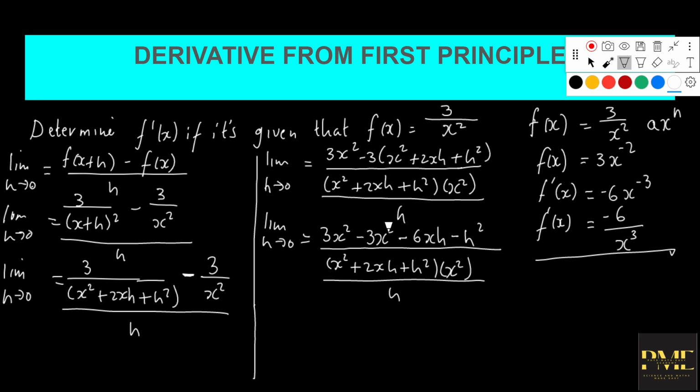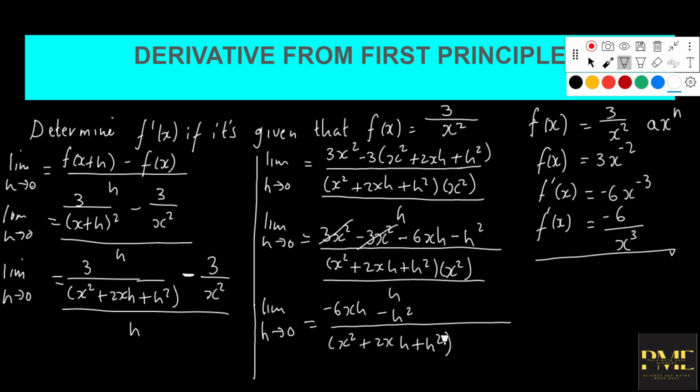Okay, so we saw here we have like terms, so let us clean them first. So positive 3x squared and negative 3x squared cancel, then we are left with the limit, okay, where h approaches 0 in such a way that it equals negative 6xh minus h squared all over x squared plus 2xh plus h squared, sometimes times x squared, all over h, guys.